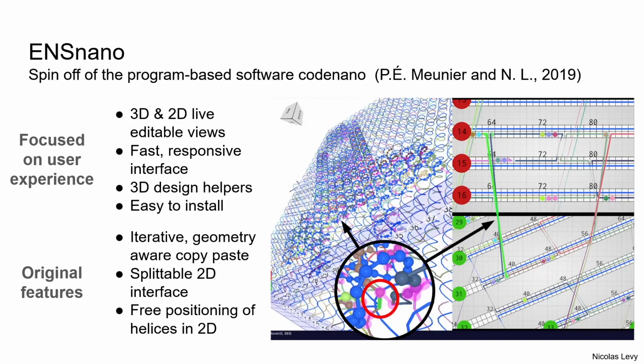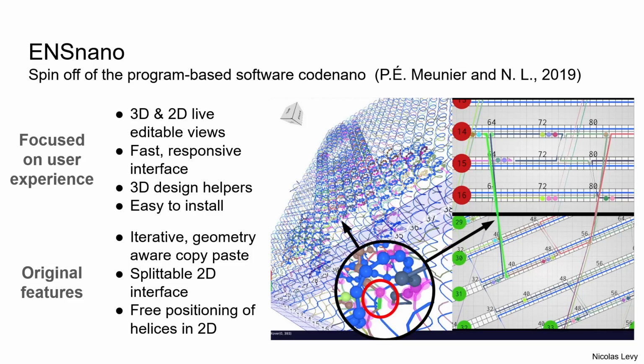Now, let me introduce you to EnsNano. EnsNano is a follow-up of CodeNano, a project that Pierre-Etienne Meunier and I started in 2019. It was program-based and not GUI-based, hence its name. EnsNano is a new project that uses the same data structure as CodeNano.